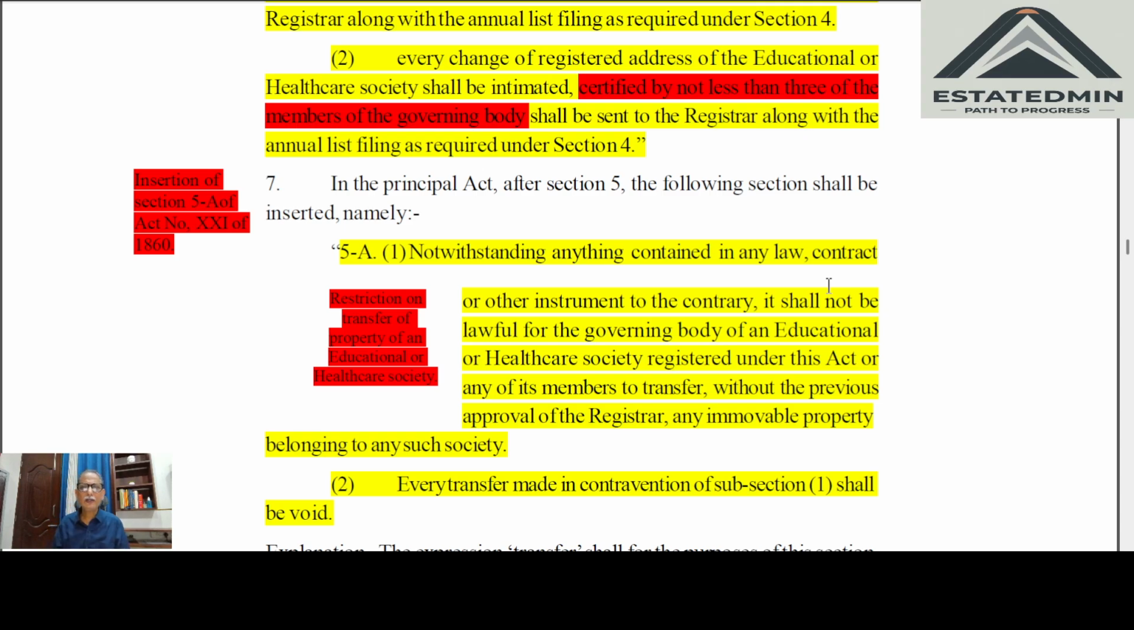notwithstanding anything contained in any law, contract, or other instrument to the contrary, it shall not be lawful for the governing body of an educational or healthcare society registered under this Act or any of its member to transfer without the previous approval of the registrar any immovable property belonging to such society.